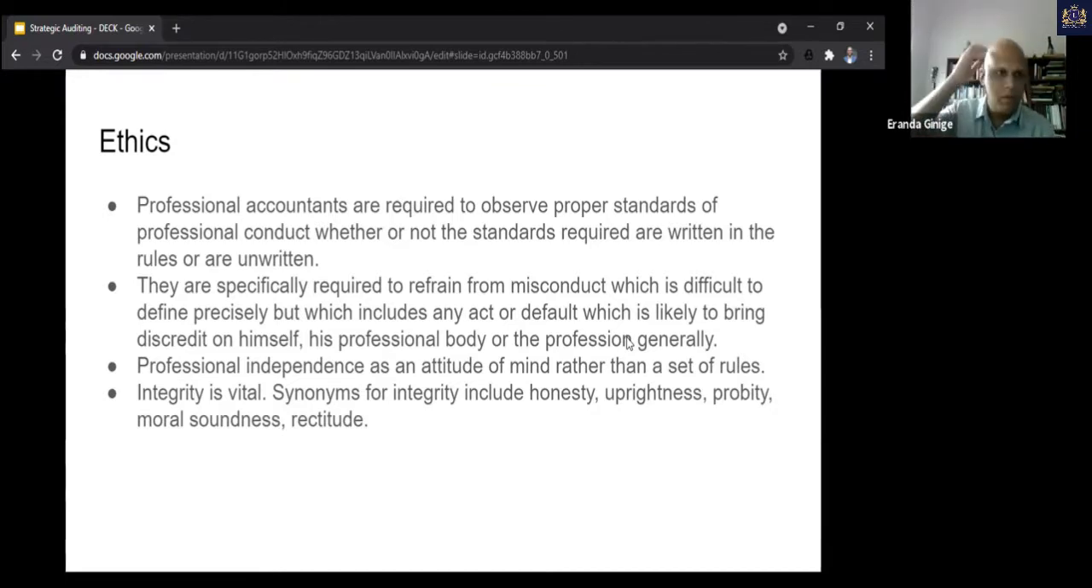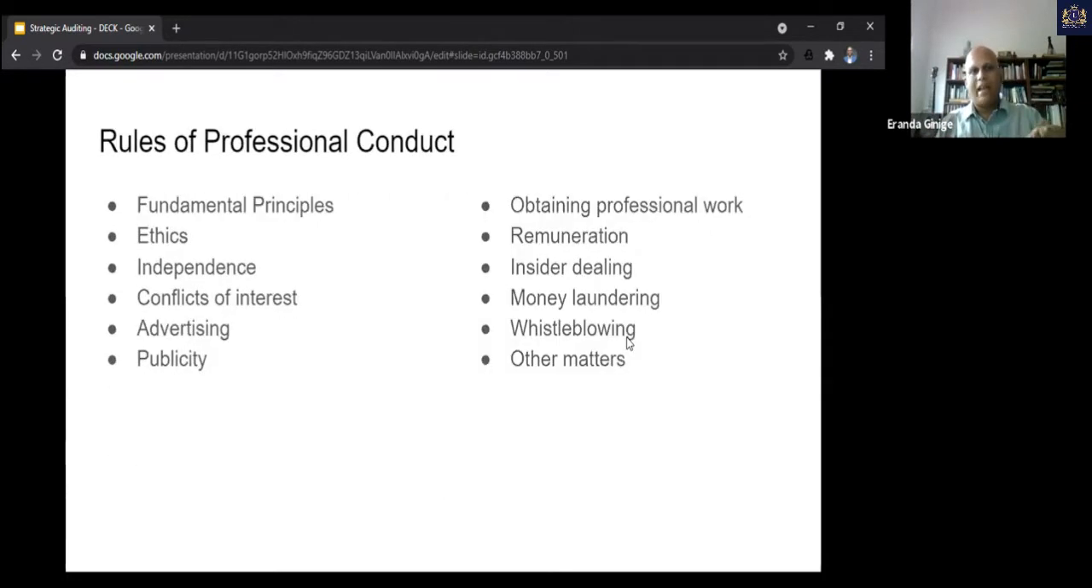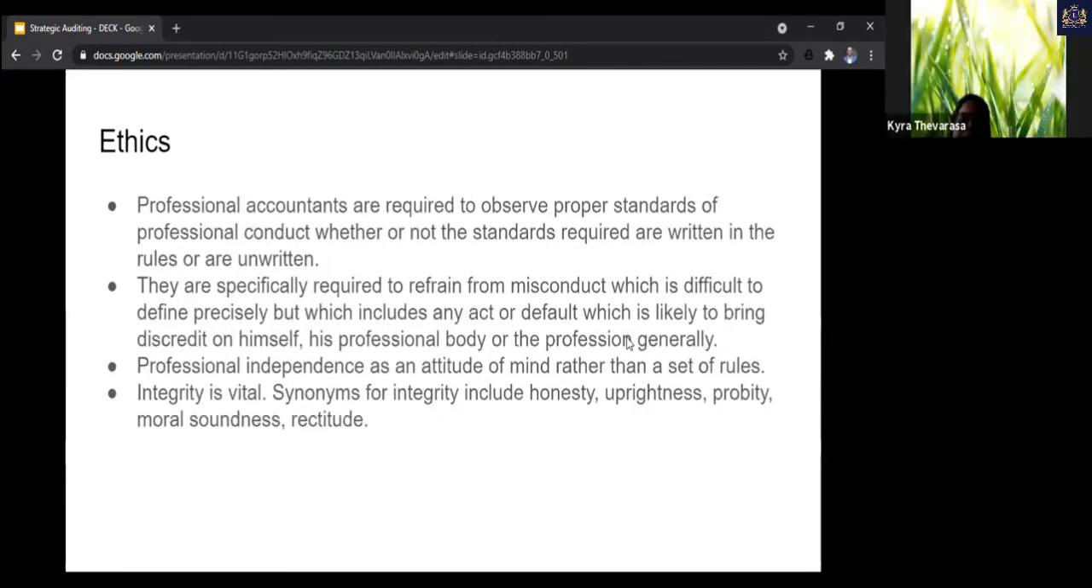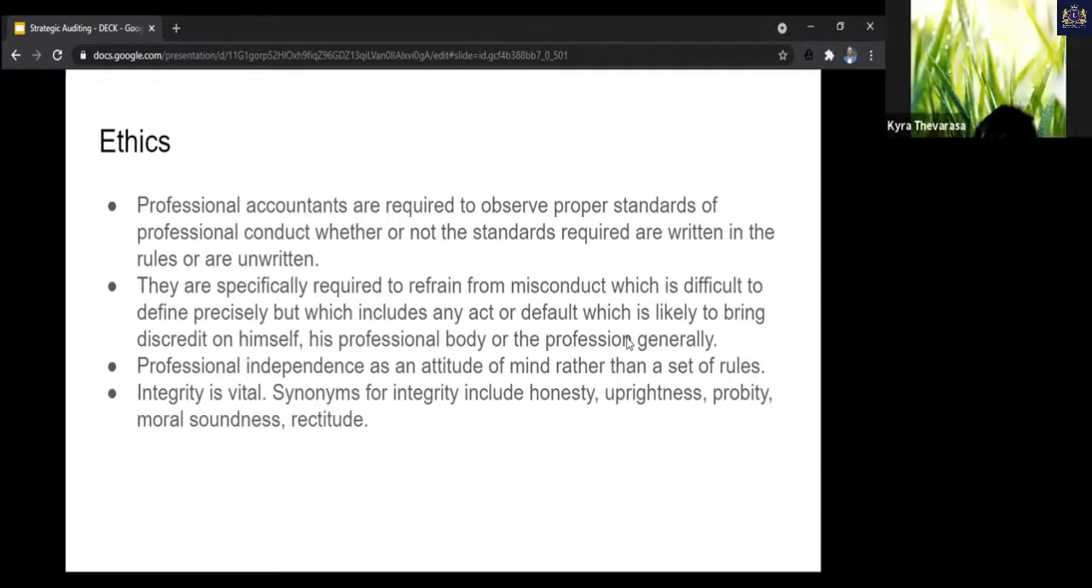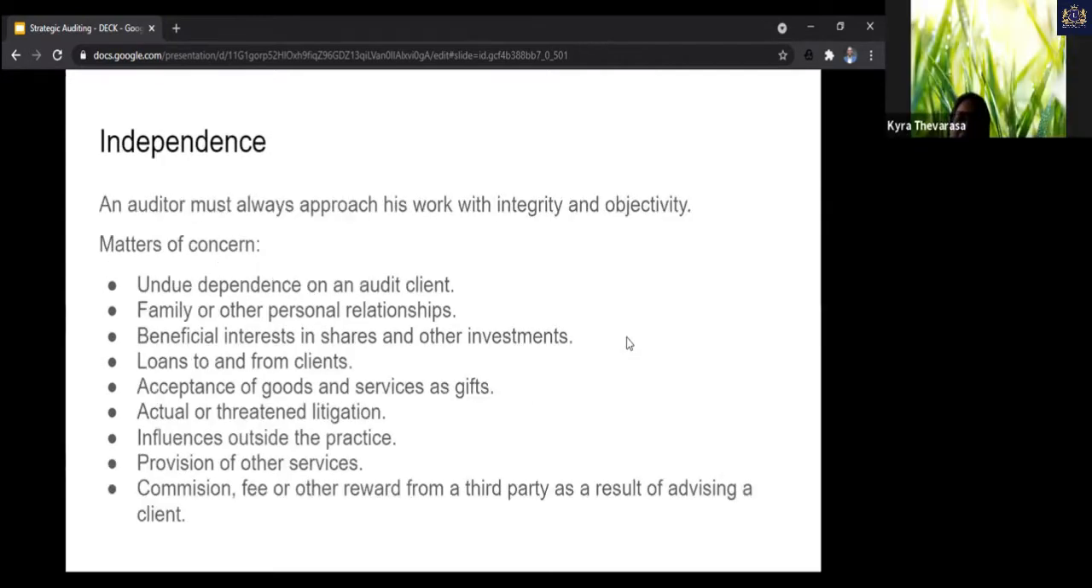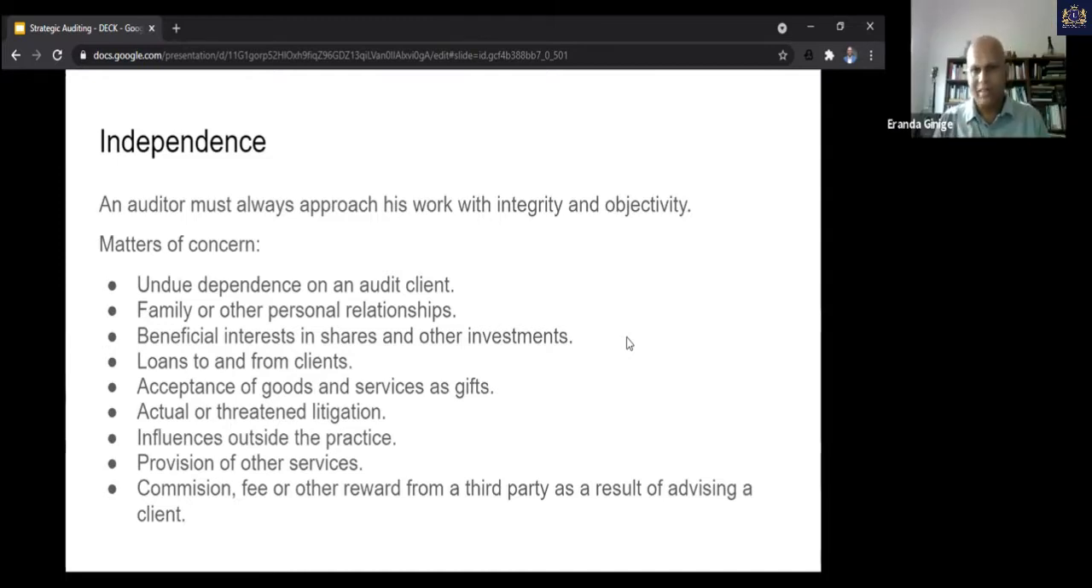So the whole idea of ethics is what enables all of these other things, isn't it? I mean, if you don't have a strong sense of ethics, then all these other things are irrelevant. Professional independence as an attitude. Yeah, so you're a very independent person. Integrity is vital. Synonyms for integrity include honesty, uprightness, propriety, moral soundness, rectitude. Okay, what's independence? An auditor must always approach his work with integrity and duty.